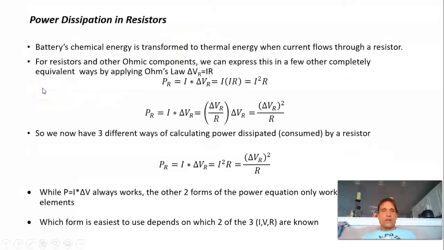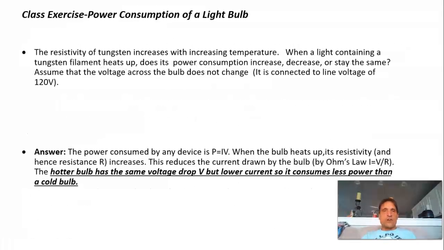So the question is, does the power increase, decrease, or stay the same as it heats up? Delta V is constant. What happens to the current? Because that's going to dictate the power. So when you first turn the bulb on, it's cold.